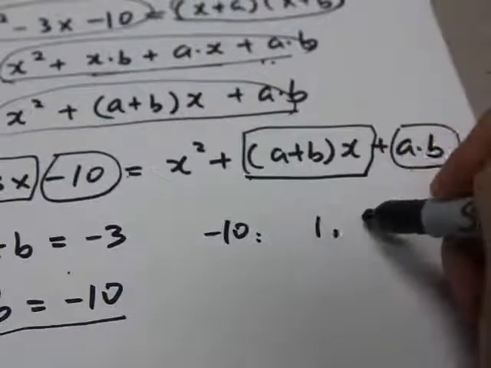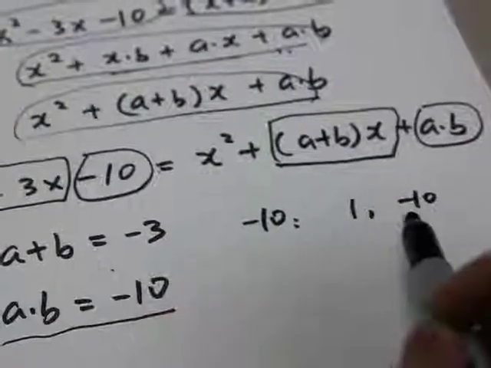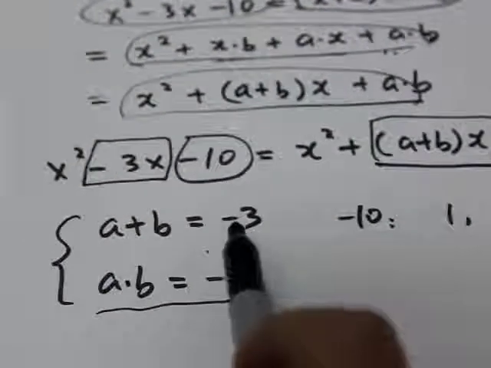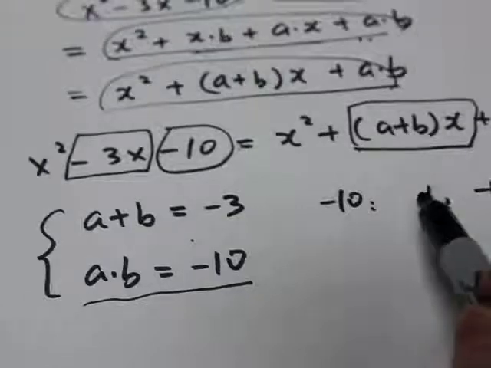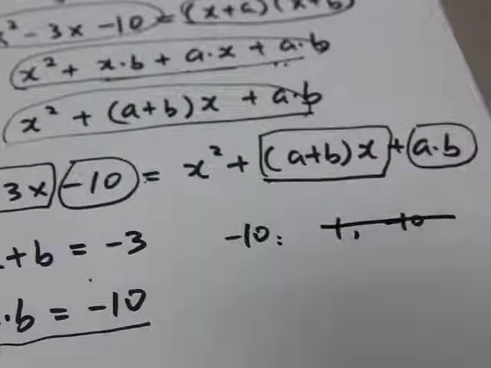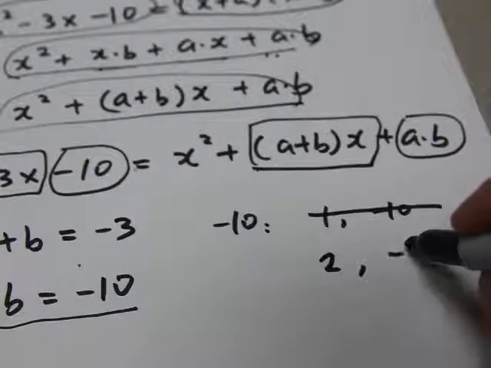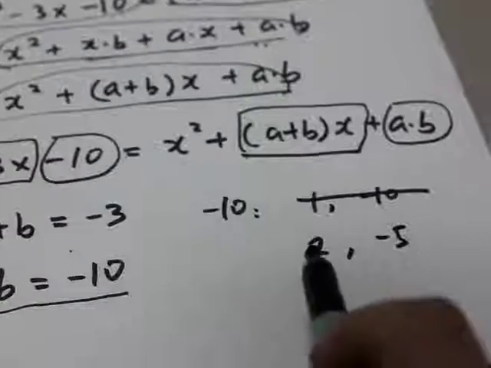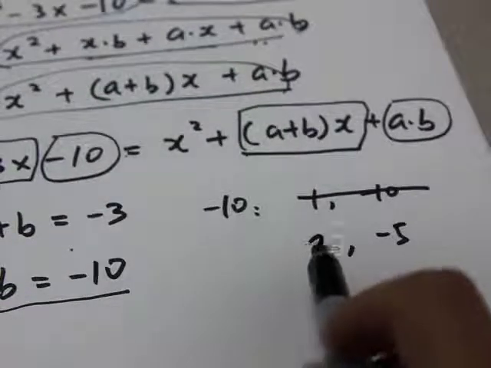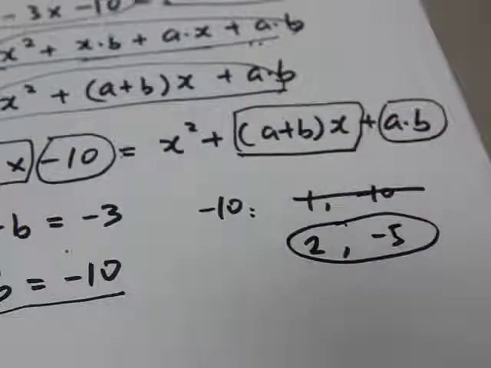So positive 1 and negative 10. Because we want their sum to be negative 3, obviously 1 and negative 10 don't sum to negative 3, so we drop this. Now consider 2 and negative 5. You see, 2 plus negative 5 equals negative 3. So this is what we're looking for.